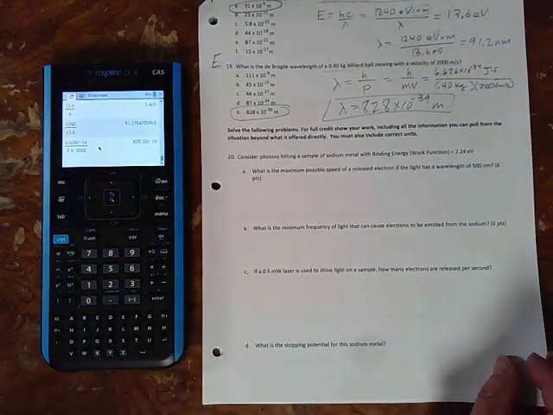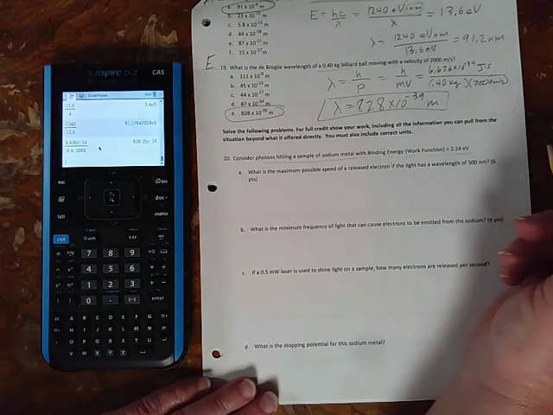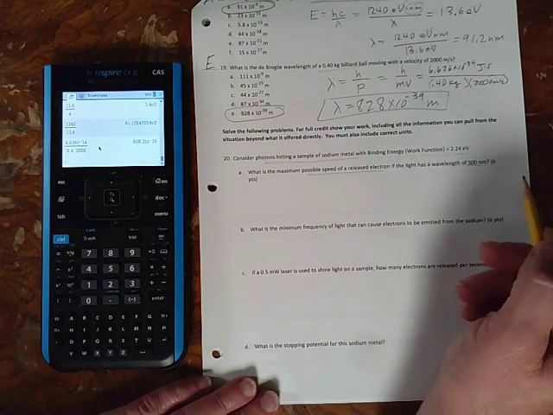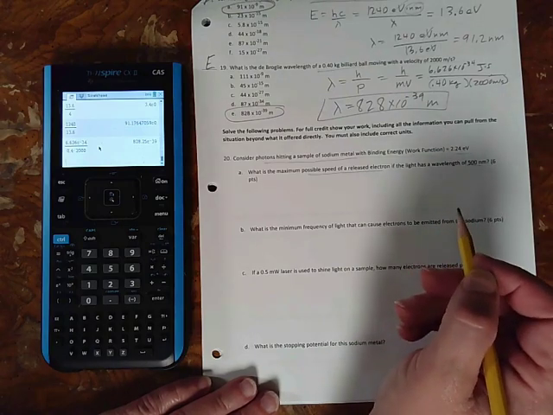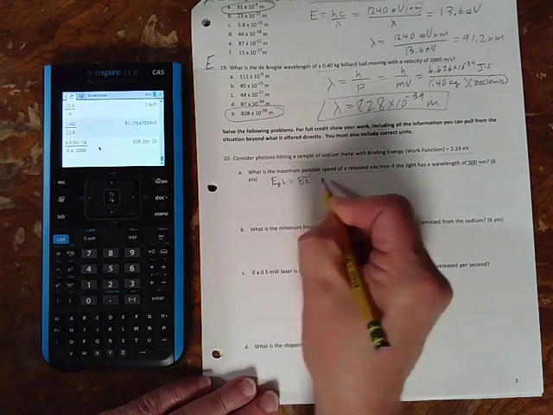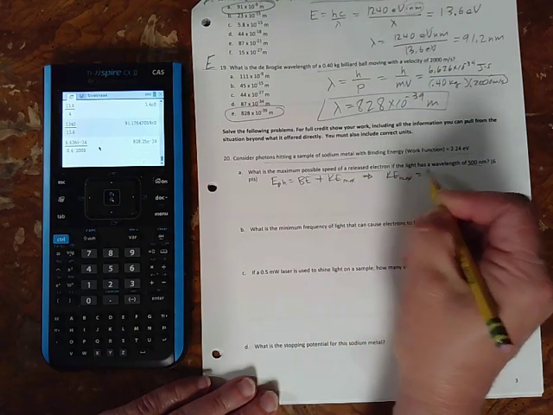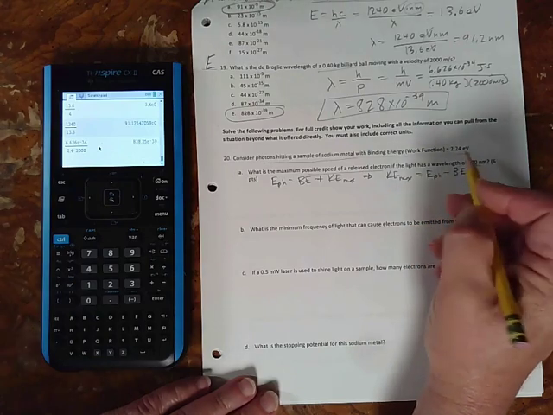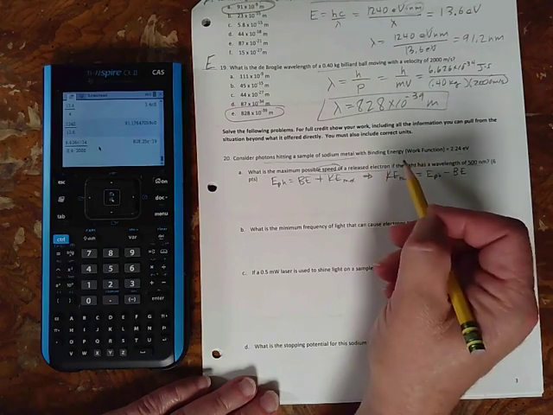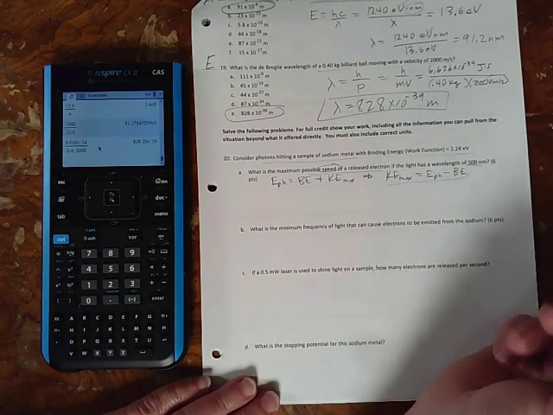Moving on to the problems, workshop problems. Consider photons hitting a sample of sodium metal with binding energy, which is also called work function, of 2.2 electron volts. What is the maximum possible speed of a released electron if the wavelength of the light is 500 nanometers? Okay, so we've got a few steps to do here. We're going to use E photon equals binding energy or work function plus KE max. And so we can get KE max is E photon minus the binding energy, because we are asked for speed. Remember that kinetic energy is related to speed, right? So 1/2 mv squared. So if we get the kinetic energy, then we can get the speed. But we're talking about binding energy, and this is about the only equation we have with binding energy, so we'll do that first.